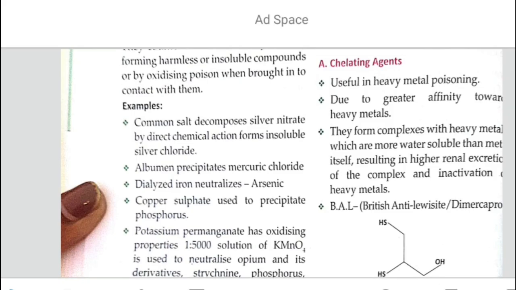First, chelating agents, useful in heavy metal poisoning. Due to greater affinity towards heavy metals, they form complexes with heavy metals which are more water soluble than the metal itself, resulting in higher renal excretion of the complex and inactivation of heavy metals.